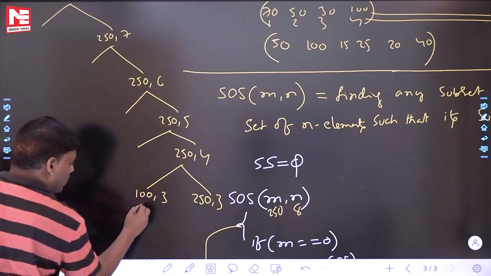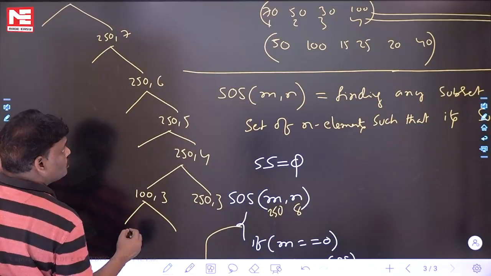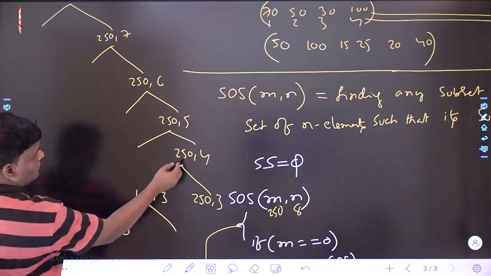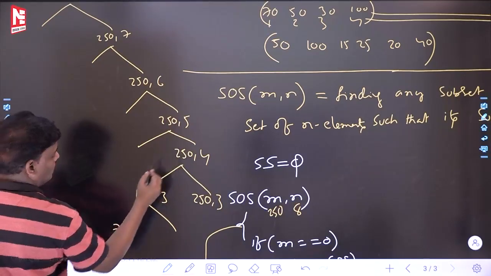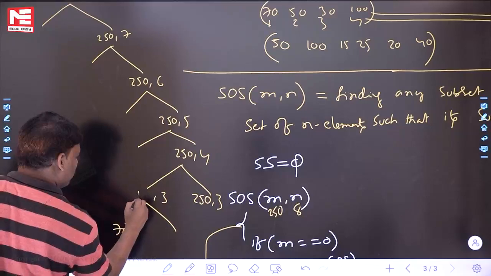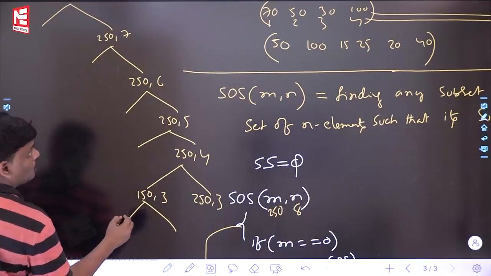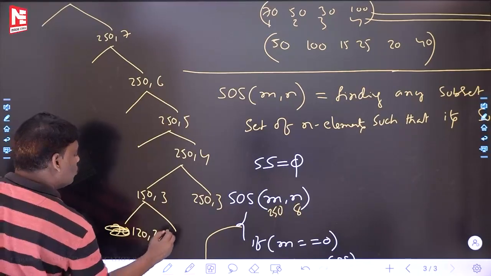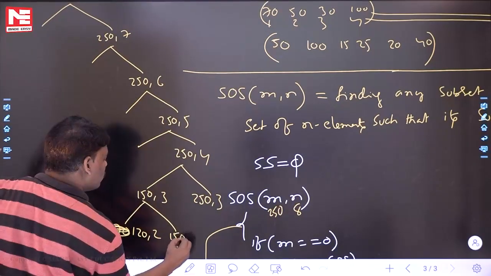Next one. Again here, you may take, you may not take. 3rd element, if you take, what is the answer? 30. Right? I think 250, if you remove the 100, it will become 150. Next one, 150 comma 3, what is the answer? 30. If you delete 30, what is the answer? It is 120 comma 2, this is 150 comma 2.